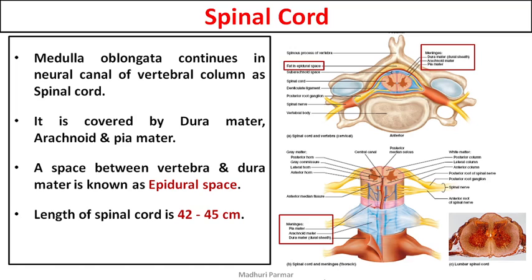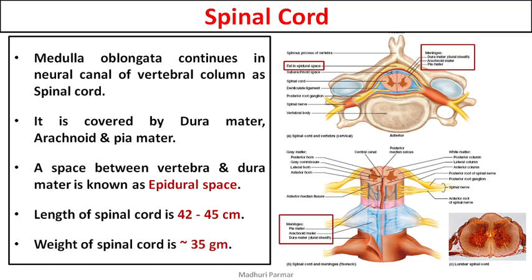Clear? The length of the spinal cord in humans is around 42 to 45 centimeters. Again, it depends from age to age and gender to gender. In a mature female body, the length of spinal cord is around 42 to 43 centimeters. And in an adult male body, the length of the spinal cord is 45 centimeters. Okay, so you can say it is a range from 42 to 45 centimeters, depending on the person's age, height, and maturity.